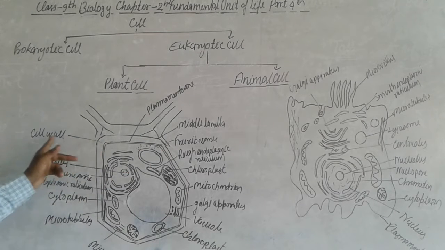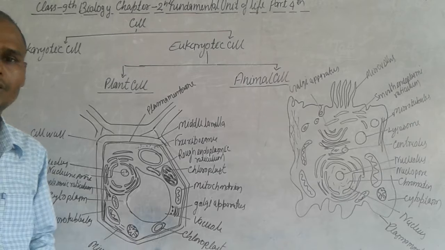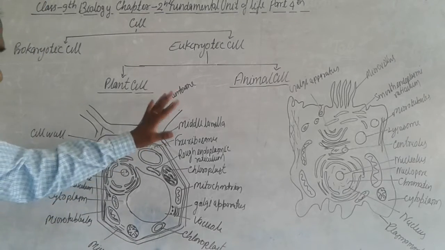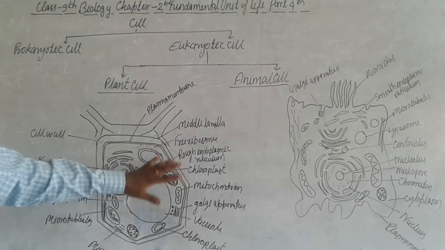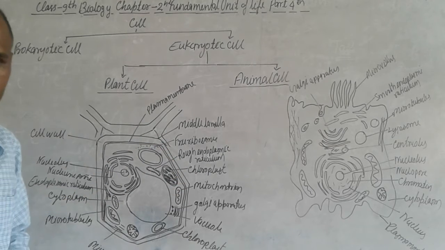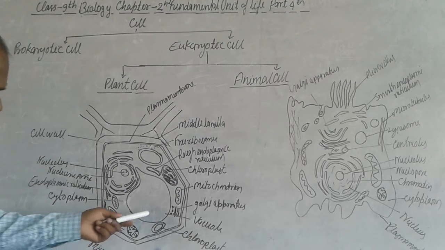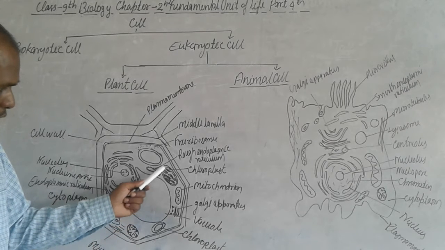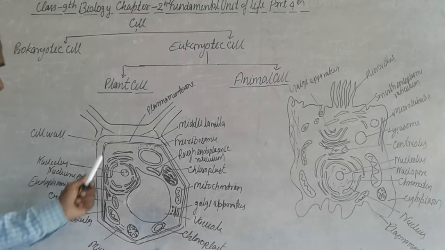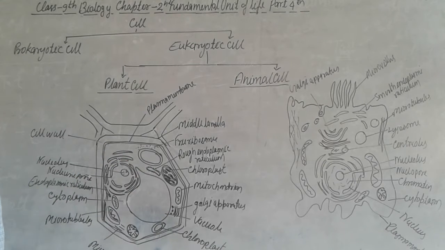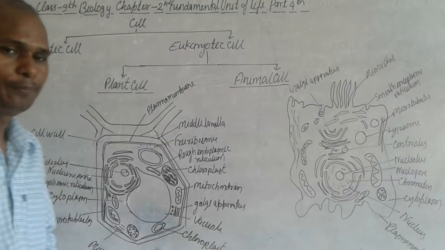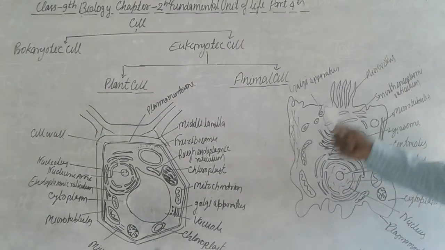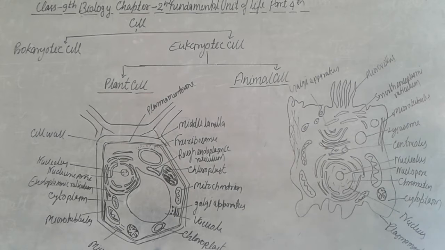So this is the structure or diagram of the plant cell. This cell has a large vacuole, chloroplast, and also a cell wall. Okay, and next we discuss the animal cell.